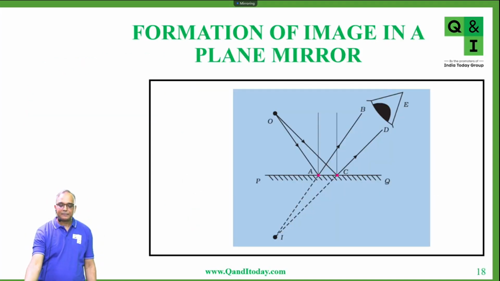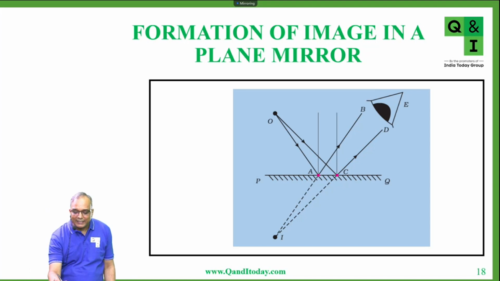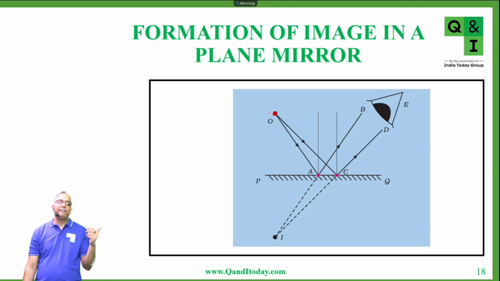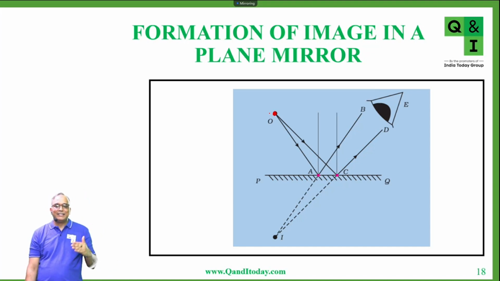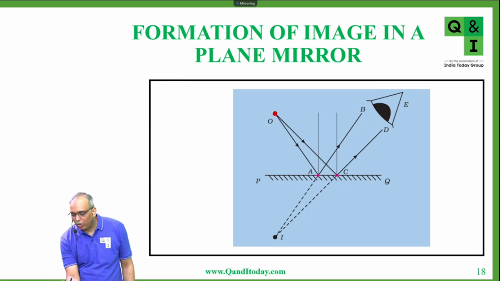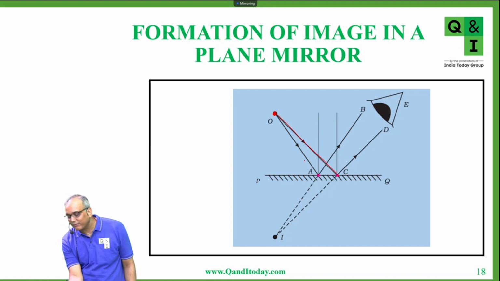Okay. Now, formation of image in a plane mirror. How is an image formed in a plane mirror? Let's understand this. Let's say there is a point object O. What was the definition of an object? An object is that which has its own light or reflects light which is falling on it. So for example, there are two incident light rays coming from this object. This is one incident light ray and this is another incident light ray.